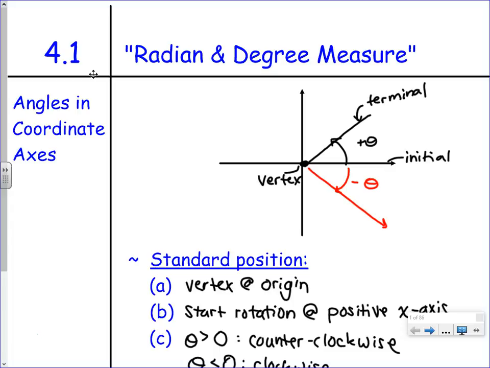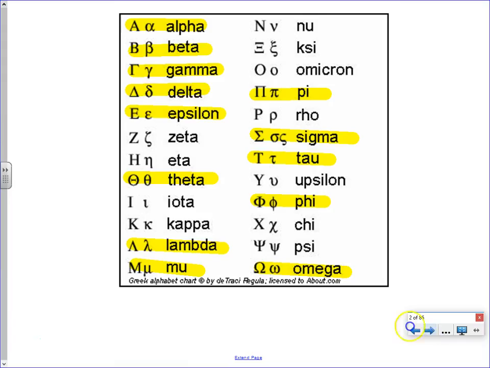What instrument that you've used in the past has degrees on it? Compass. Close. The other one. Protractor. We'll get back to that too. All right, you guys have all the important stuff?